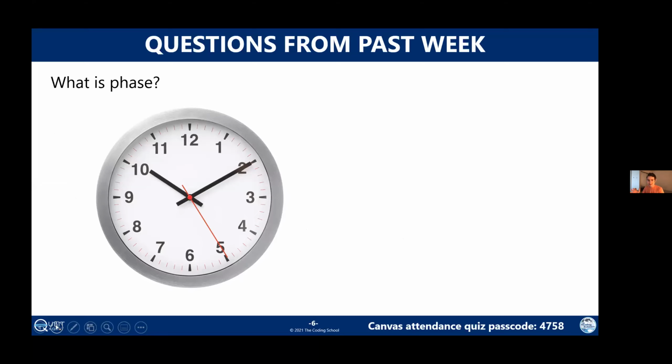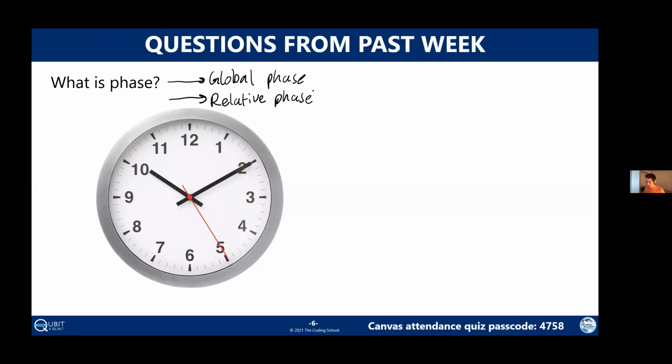Now, this is not exactly a question from last week only. This is a question we've gotten quite a bit at various points throughout the course, and that is, what is phase? We talk about this thing called phase a lot in quantum mechanics and quantum computing, and specifically we have these two terms, global and relative phase. As you might guess from the names, they are related, but it's very important to understand the difference between these two concepts. I think a really good analogy for this is to think about a clock.